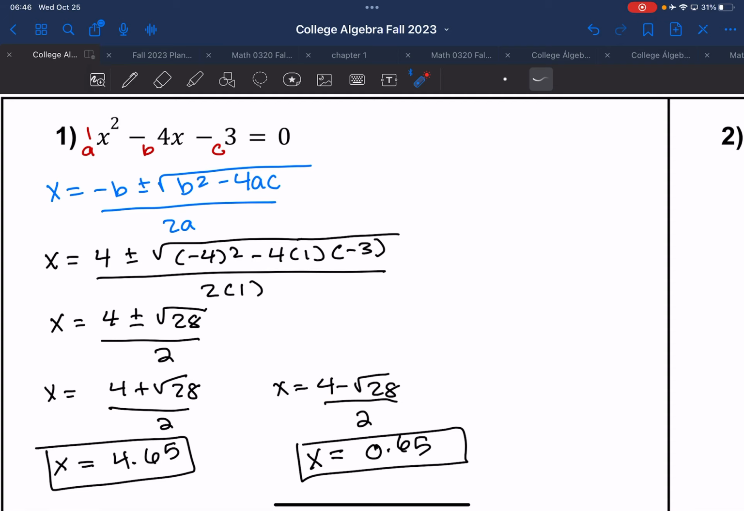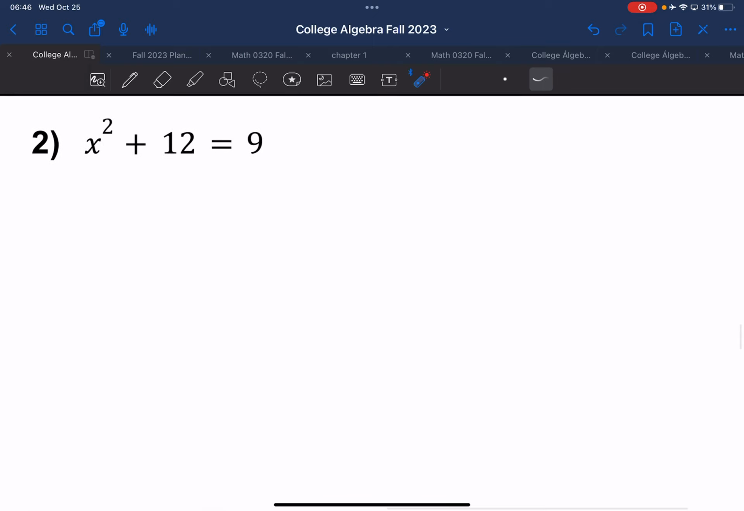So looking at number 2, the first thing we check to see is if it's in standard form. So is this one in standard form? No. How can we get it in standard form? Good. Subtract 9. So I'm going to subtract 9 from both sides, and I get x squared plus 3 is equal to 0.